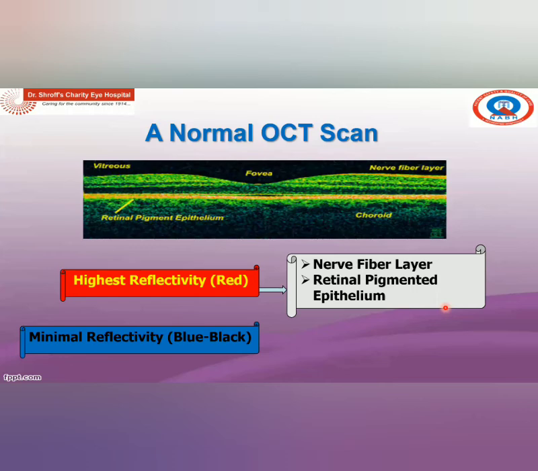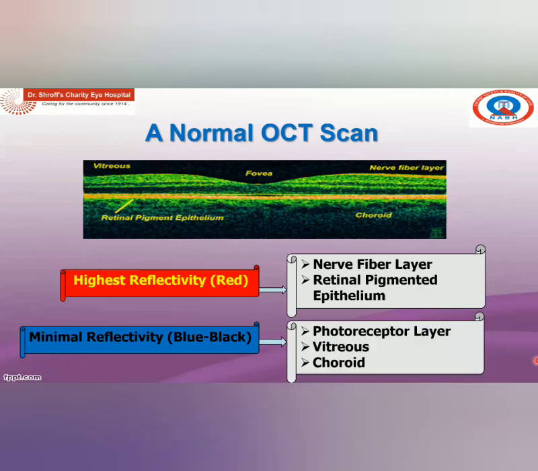Next, the vitreous. Yeah, the vitreous, this one. You can see that the top one is the vitreous layer, the bottom one is the choroid layer, and the central one is seen as minimal reflectivity.